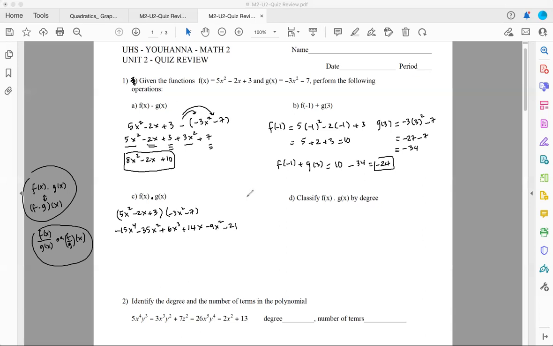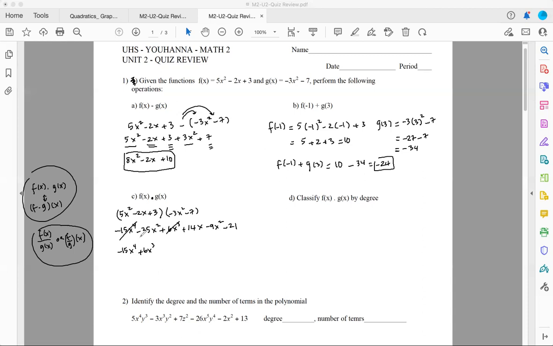And once you're here, you're going to combine like terms, starting again from highest to lowest. So negative 15x to the fourth is the only term that is an x to the fourth. Then we look to see if there's x to the third. Remember, we're writing the polynomials in descending order. That means the highest exponent, then the second highest, and so on. So I see 6x cubed. So I'm going to write this second, after the negative 15x to the fourth.